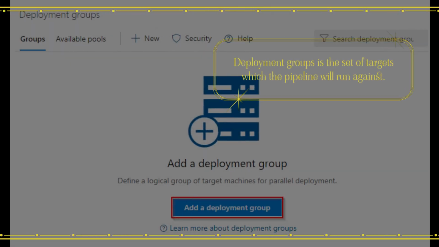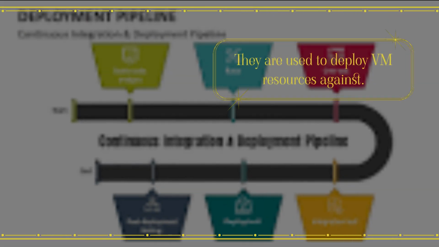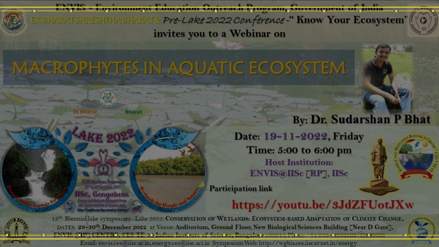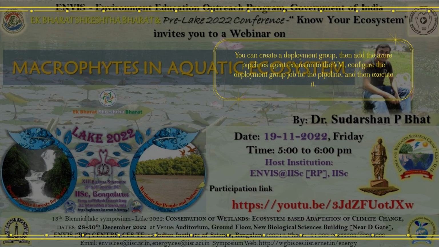Deployment groups is the set of targets which the pipeline will run against. They are used to deploy VM resources against. You can create a deployment group, then add the Azure Pipelines agent extension to the VM, configure the deployment group job for the pipeline, and then execute it.